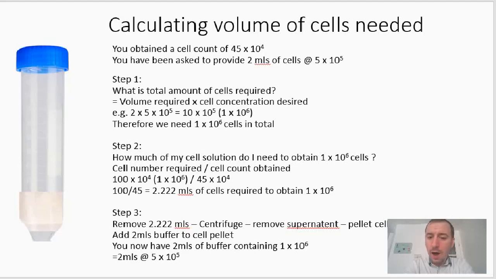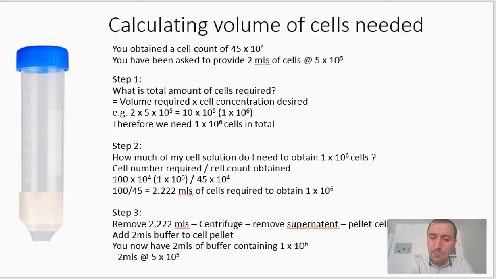Step 2. How much of my cell solution do I need to obtain 1 by 10 to the 6 cells? So at this step, you're trying to work out how much of the cell solution obtained from Emer you need to obtain 1 by 10 to the 6 cells. And the way to do this is cell number required divided by cell count obtained. So the cell number required is 1 by 10 to the 6, and the cell count obtained was 45 by 10 to the 4, or 4.5 by 10 to the 5, whatever way you want to express it.